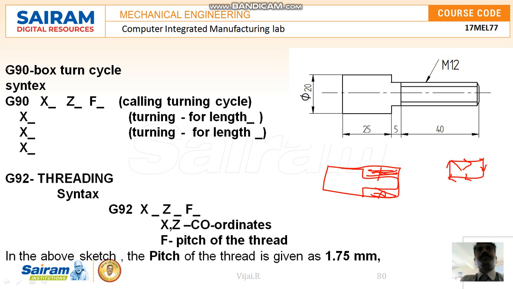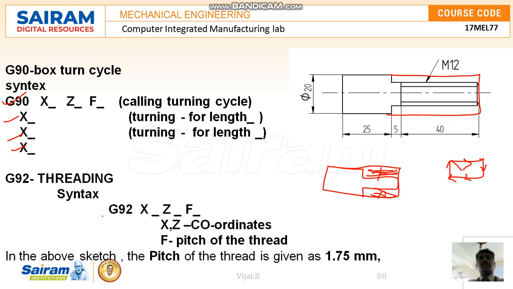For that we use G90, as we know the box turning cycle is G90. So G90, X, and F, where F is the feed. From which diameter to which diameter we are going to reduce is very important. So from 20 diameter to 12 diameter I am going to reduce this area. This G90 will help in reducing the diameter from the major diameter 20 to M12. Once this is over, we go for threading with G92.